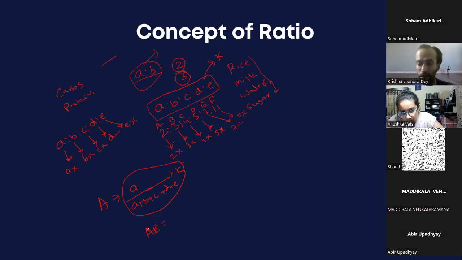Similarly, the quantity of B will be B by A plus B plus C plus D plus E into K. If the total quantity is K, it can be anything, right? Be very sure of the factor.